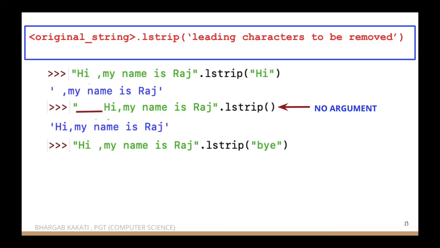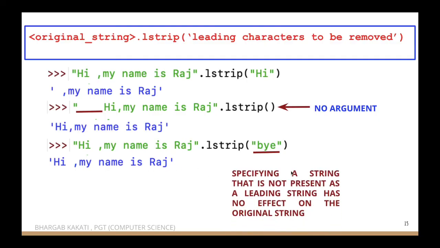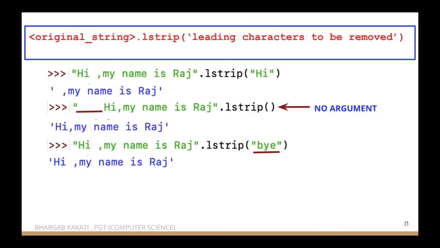Next is "hi, my name is Raj".lstrip("by"). Now here I am giving such a substring which is not present in the entire string. What will happen? Nothing will happen. If you give such characters which are not present, then there will be no change. As you can see here, specifying a string that is not present as a leading string has no effect on the original string. So if you give such a substring which is not a part of the original string, it will not show any error. It will return the string as it is.